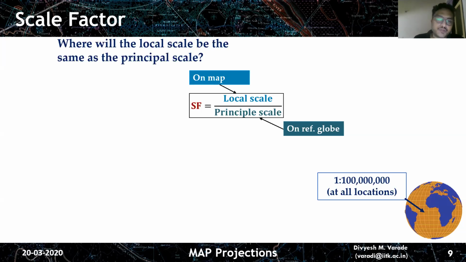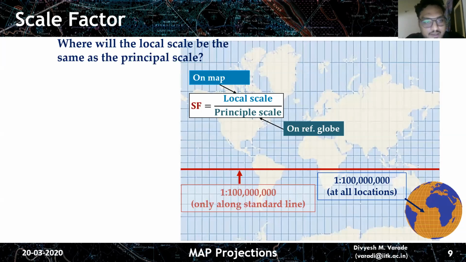Now, where do you think the local scale will be the same as the principal scale on the 2D map? This is along the standard line. This is why the standard lines and the standard points are very important. Along the standard line, which for example in this case is the equator, all the points will have the same scale. All the areas will have the same scale. This means that along this line, the local scale is equal to the principal scale. That indicates that the scale factor is 1 throughout the equator, or the standard line in this case.